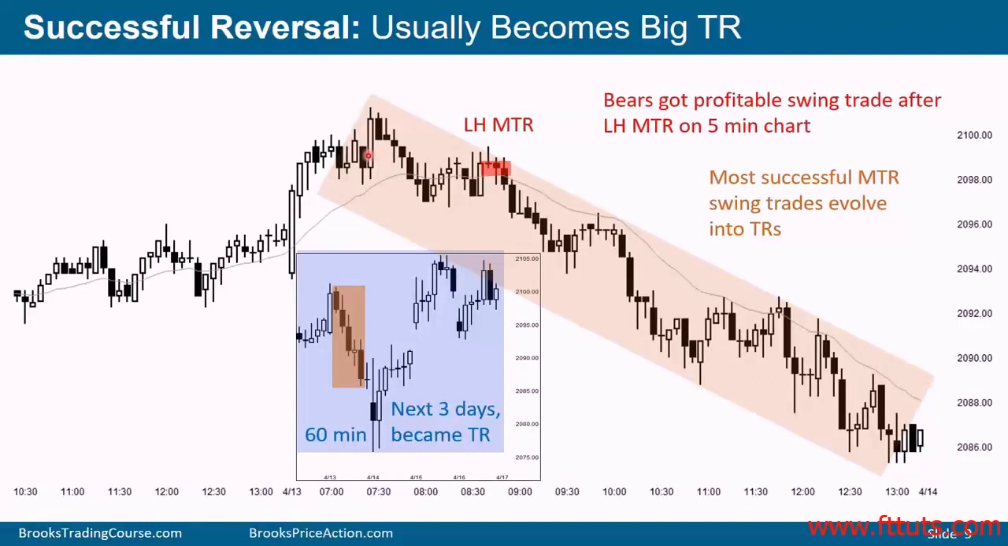And therefore, even though it was a successful major trend reversal down, it ended up reversing into a larger trading range. And in fact, it went above the top of the bear trend. 2 days later, it was back above this high. Therefore, when you see a major trend reversal on the 5-minute chart, don't assume that it's going to lead to a trend down for the next 5 days or 10 days. It's probably going to evolve into a trading range within a day or two. However, it's still a very good profit for a day trader looking for a swing trade down.